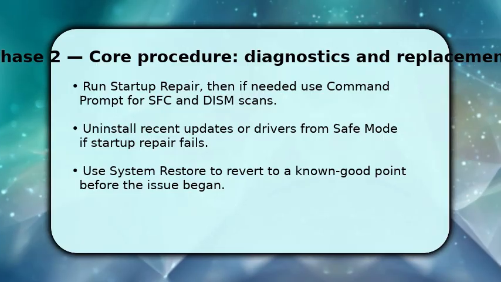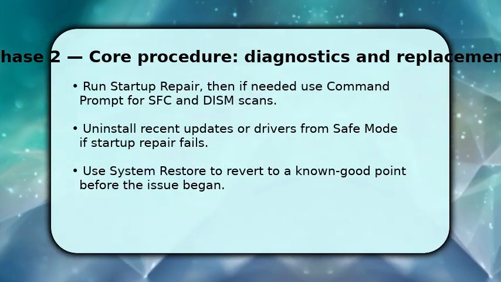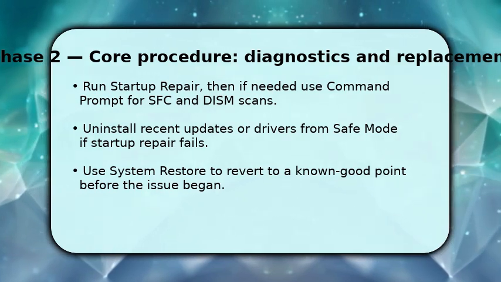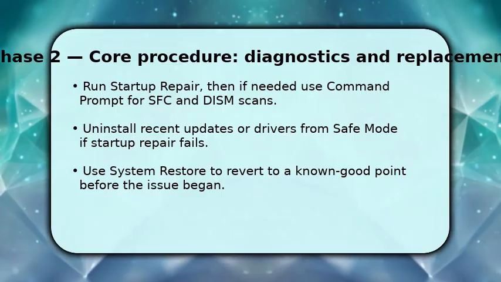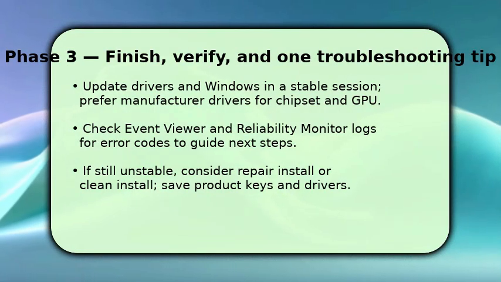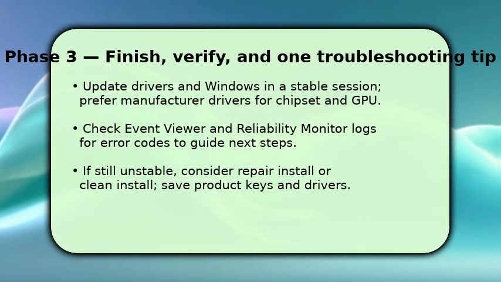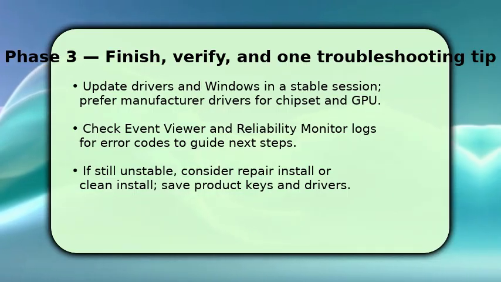If those steps don't help, use System Restore to roll back to a restore point from before the restarts. You finish by updating drivers and Windows when the system runs stably. Prioritize motherboard chipset and GPU drivers from the manufacturer site. Make sure to check Event Viewer and Reliability Monitor for error codes that explain why restarts happened.